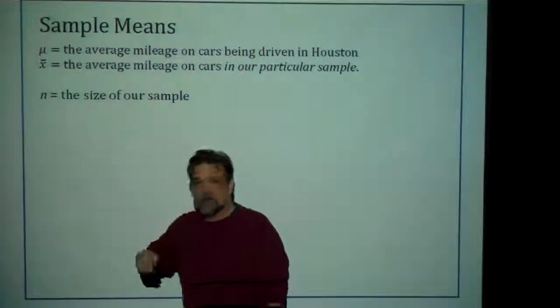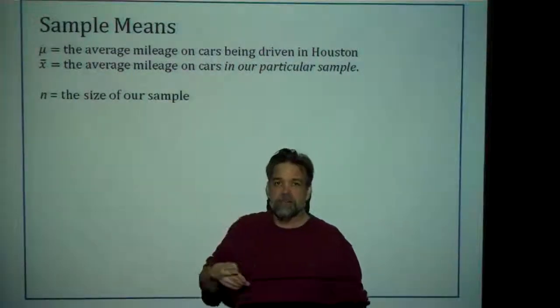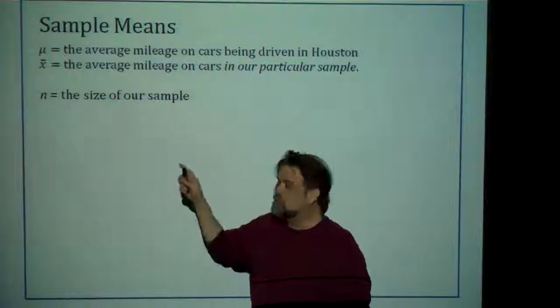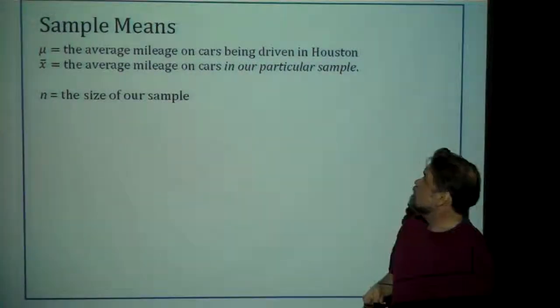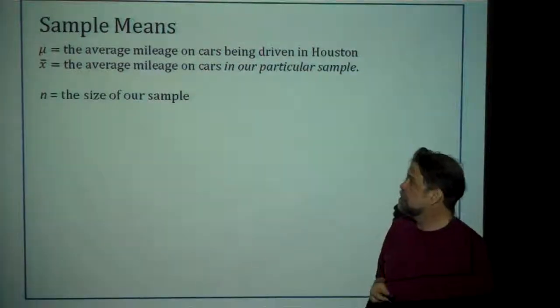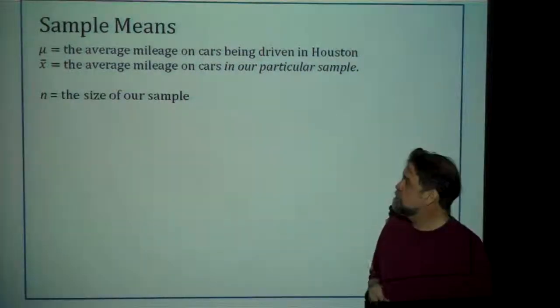And X bar, I don't know why it's not mu hat. It should be mu hat. Once I'm in charge, it'll be mu hat, but it's X bar for now. X bar is the average mileage on cars in our particular sample, okay? And again, N is gonna be the size of our sample.